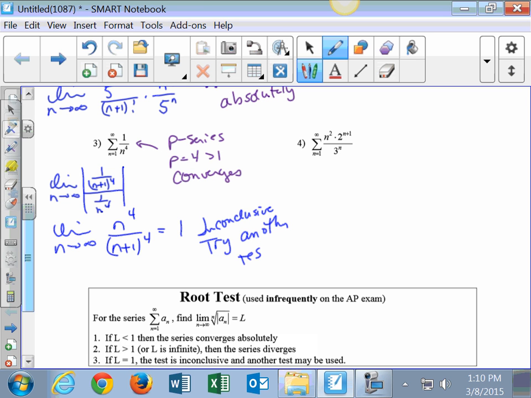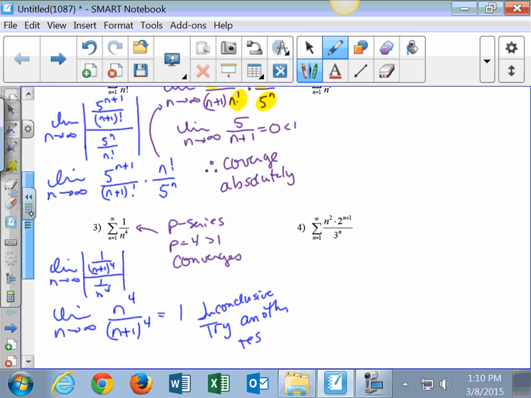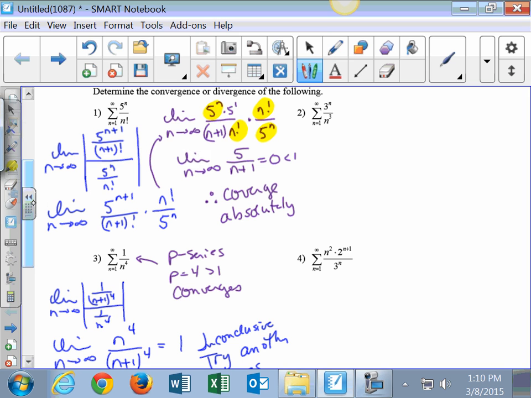So it's very helpful that you identify these right here first and see that it's a p-series, and then that saves you a lot of time. Okay, so let's do another one.